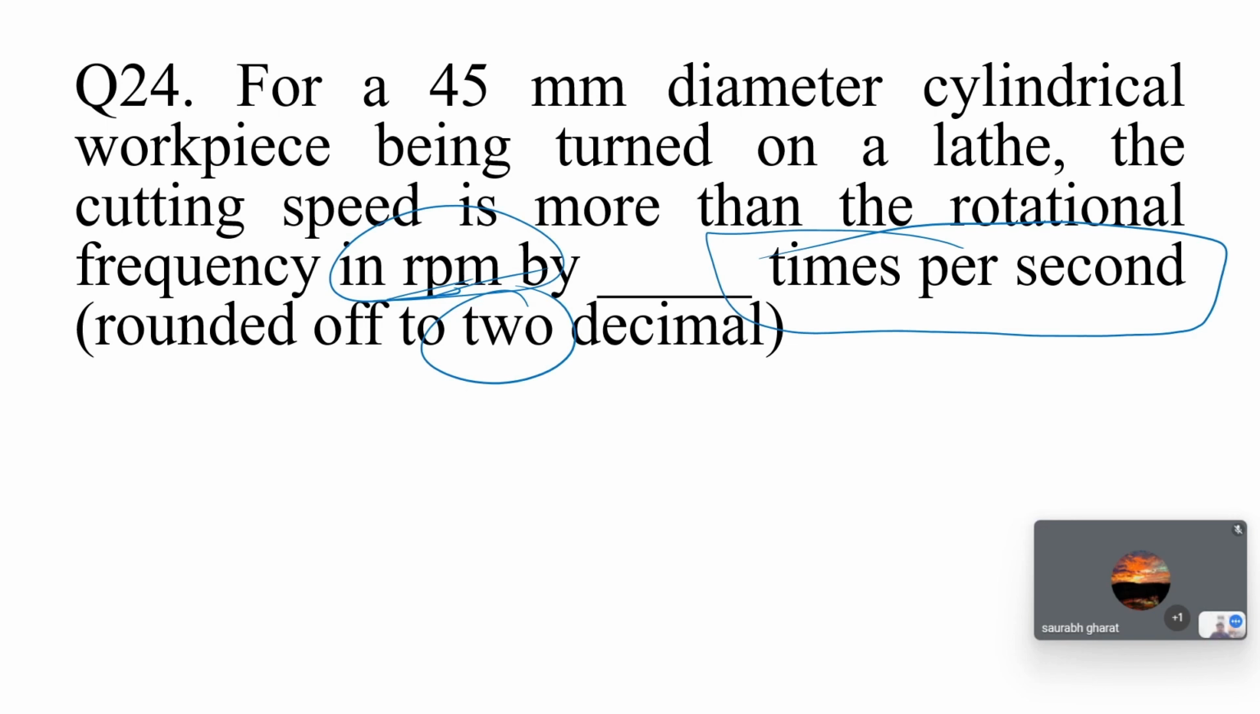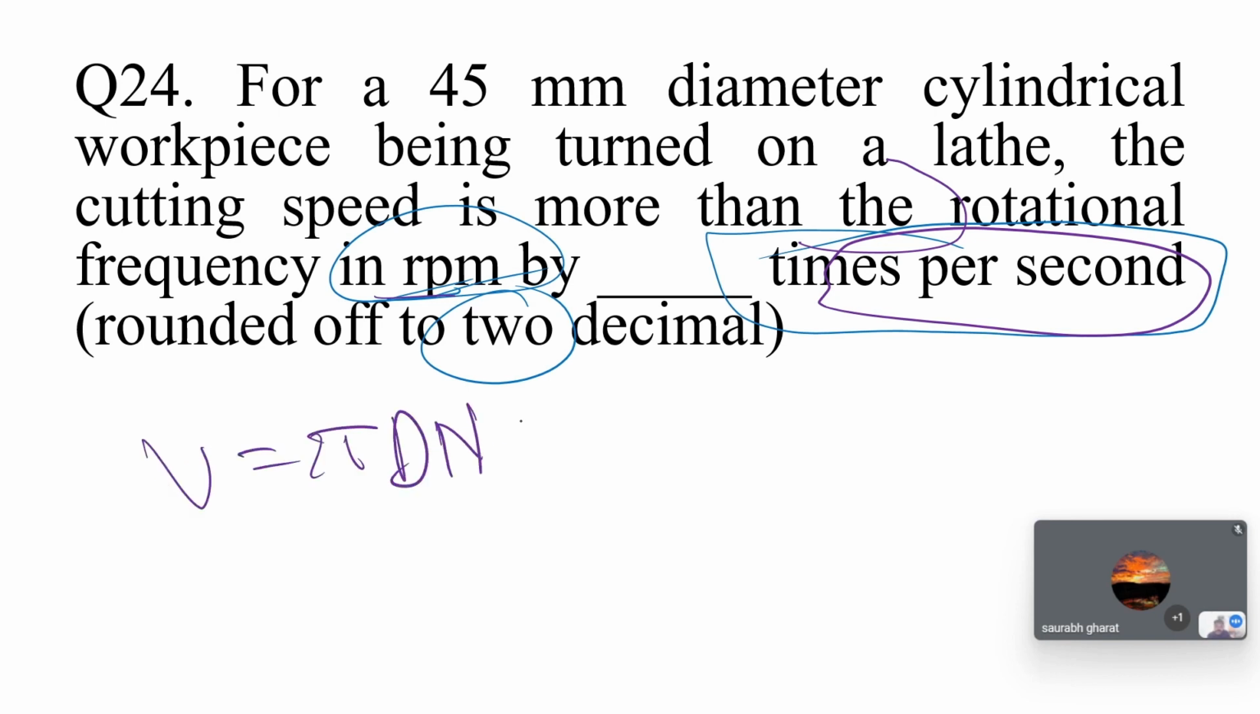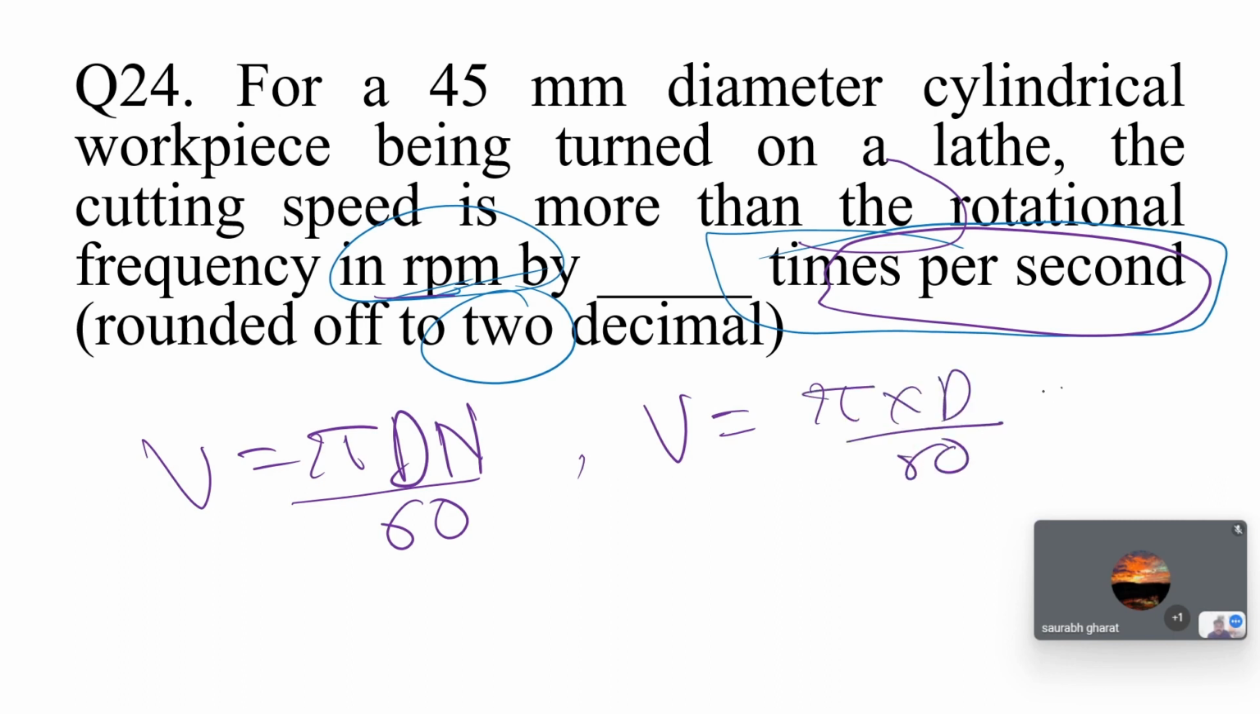From previously you know that your cutting speed V is equal to pi d n. But here they are asking for times per second, while the rotation frequency is in RPM, rotation per minute. So for converting into seconds, you divide it by 60. So V is equal to pi d by 60 into n, because you have to find times n, so there n we need to cancel it.